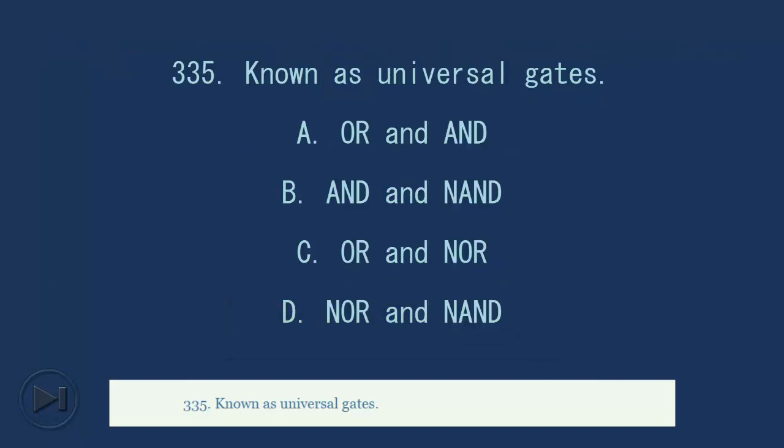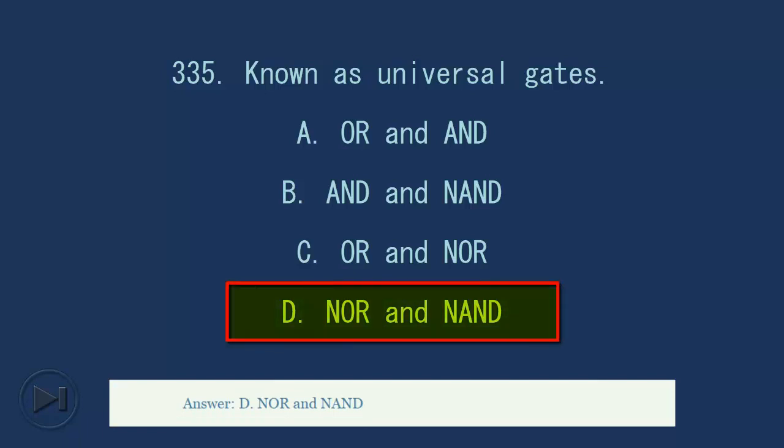335. Known as universal gates. A. OR and NAND. B. AND and NAND. C. OR and NOR. D. NOR and NAND. Answer, D. NOR and NAND.